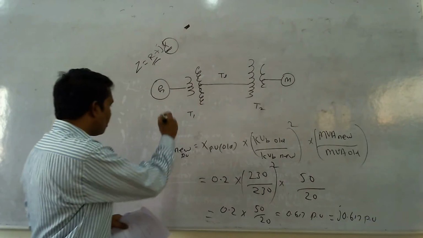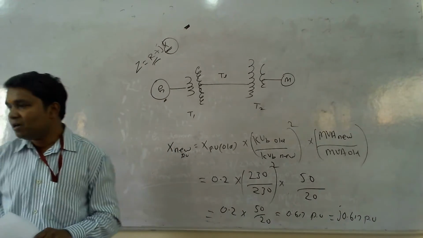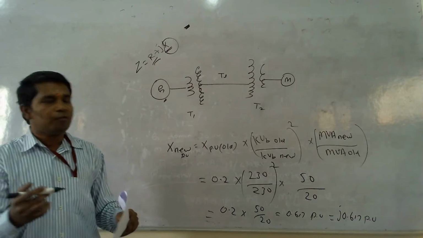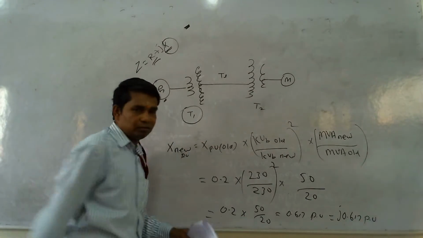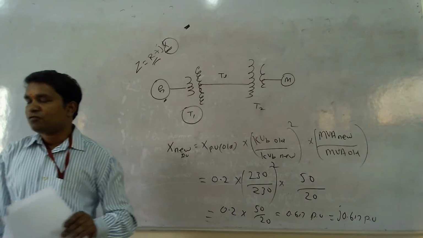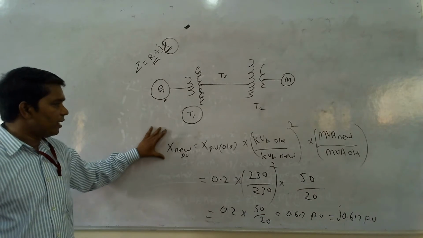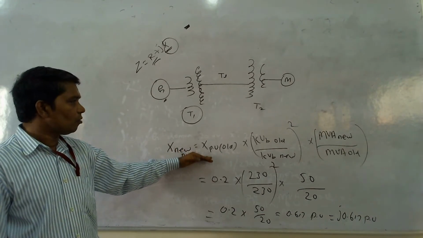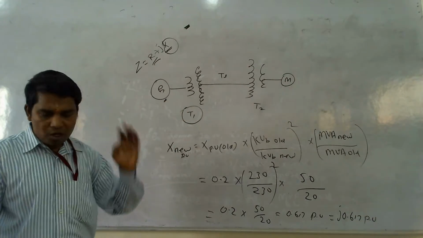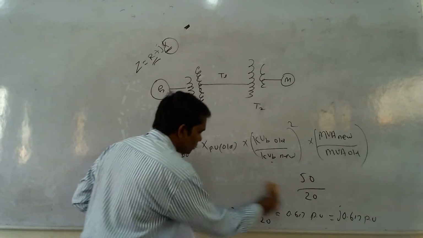Now the first component, the generator values, have been calculated. The next step is to calculate for transformer 1. For transformer 1 the same formula will be used, and the reactance values of transformer 1 we have to note down here. So let us consider that one.